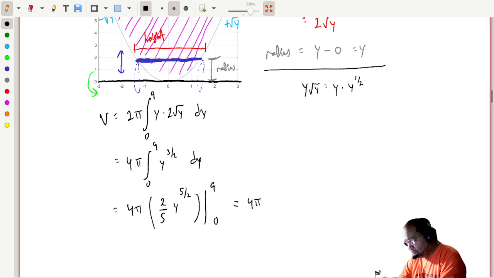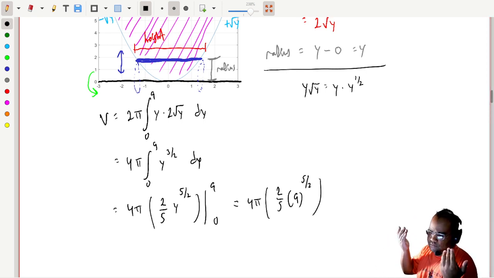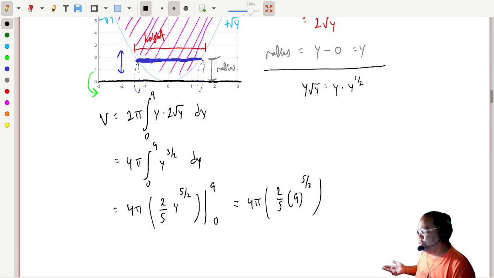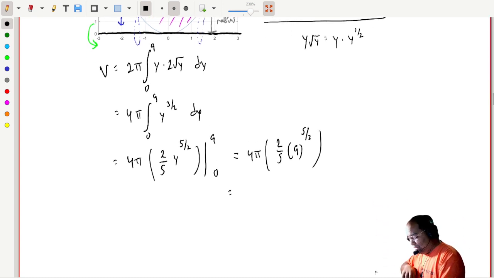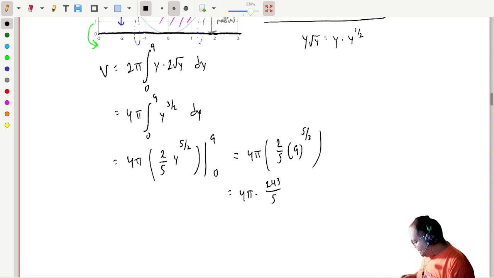So we'll have 4 pi times 2/5 times 9 to the 5/2, and then minus that stuff evaluated at 0, but 0 square root of 0 is 0, and 0 to the 5th power is 0. Well, if we use our handy-dandy calculator, 9 to the 5/2, and make sure that we are typing these things in correctly, 9 to the 5/2 is 243. Wow. So I have 4 pi times 243/5.